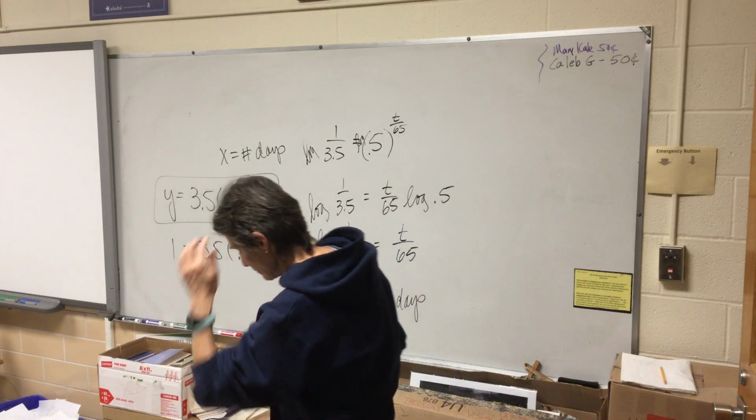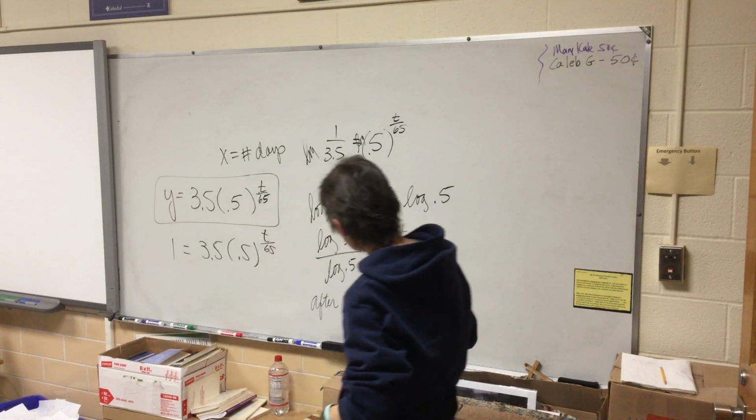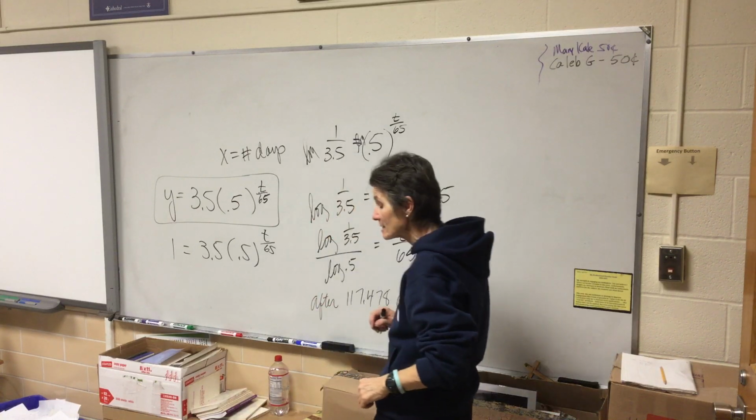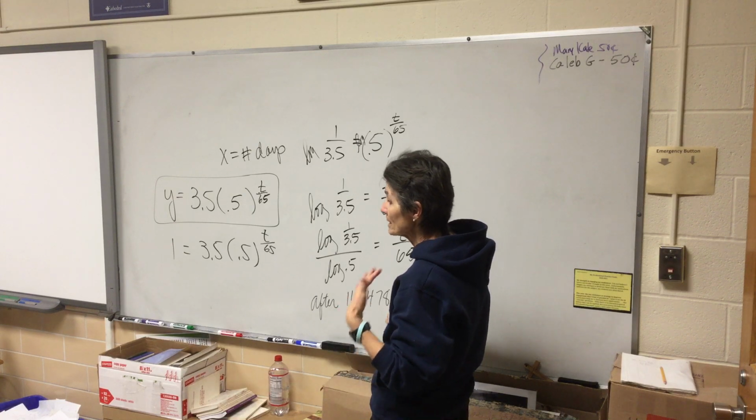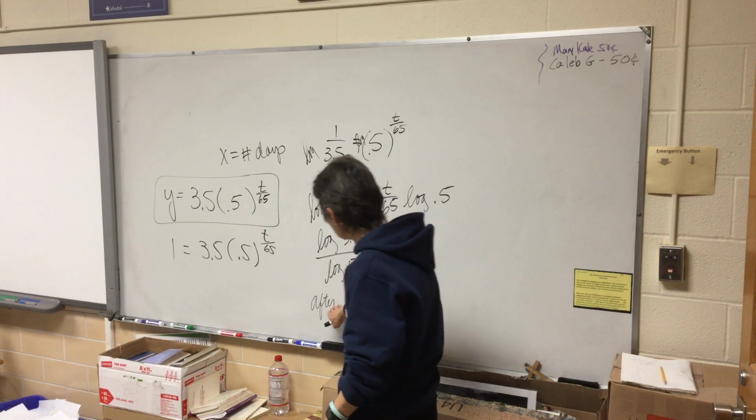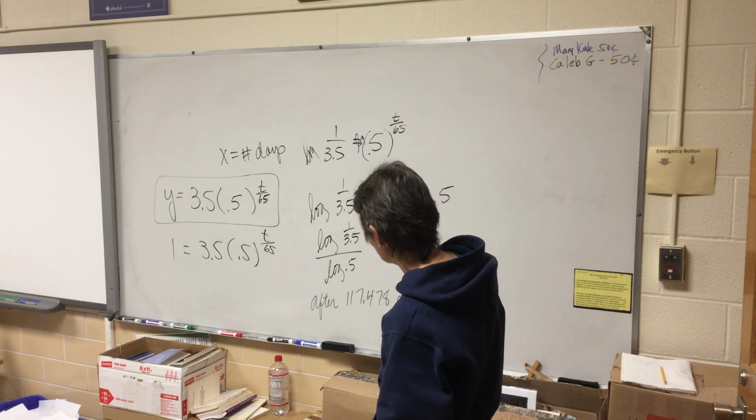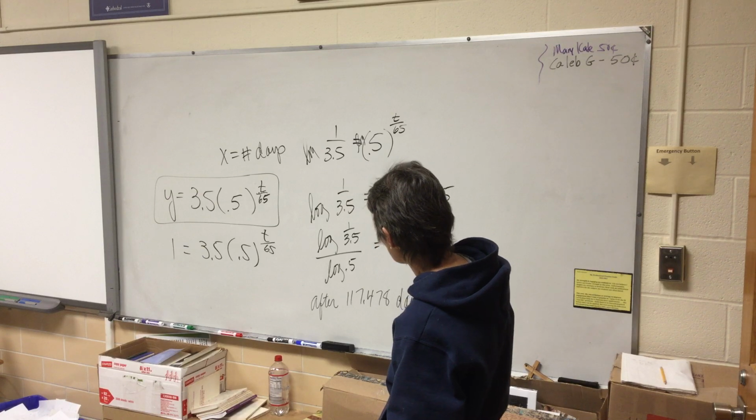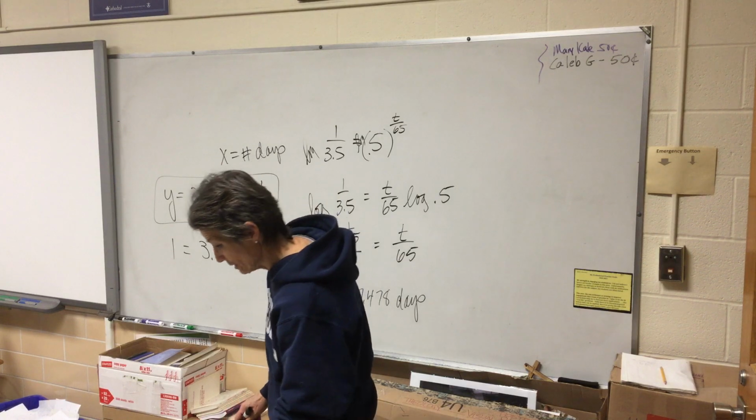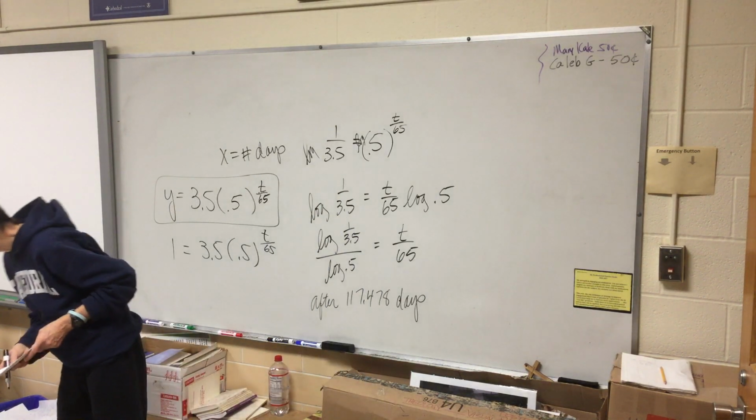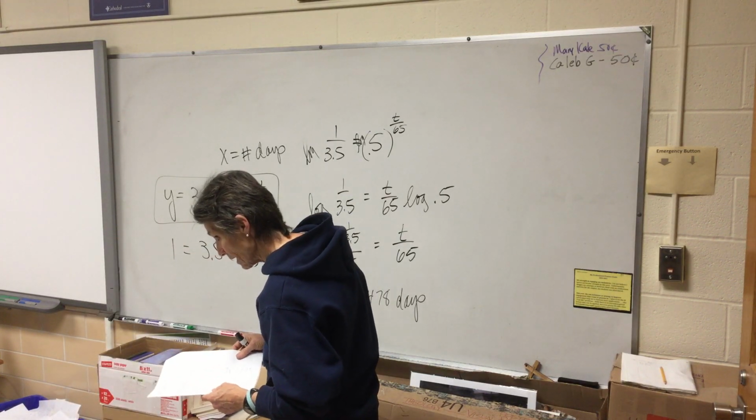117.478. Anybody else get that? Okay. So I'm going to answer the question and say, when will there be less than 1 gram? 117.478 is when there is 1 gram. So anytime after that, I will have less than 1 gram left. Very, very good. Any question about that at all?